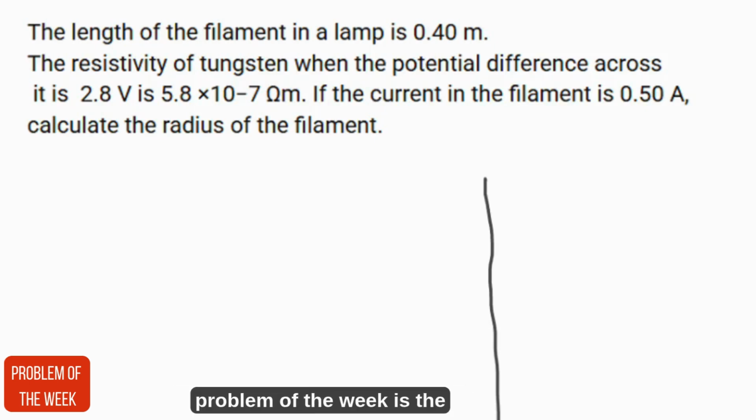The problem of the week is: the length of the filament in a lamp is 0.40 meters. The resistivity of tungsten when the potential difference across it is 2.8 volts is 5.8 times 10 to the negative 7 ohm meter. If the current in the filament is 0.50 ampere, calculate the radius of the filament.